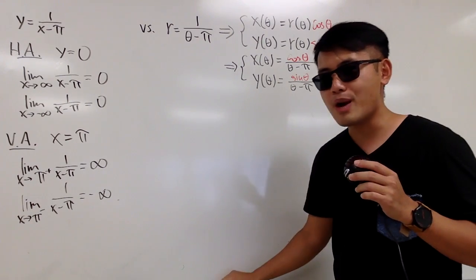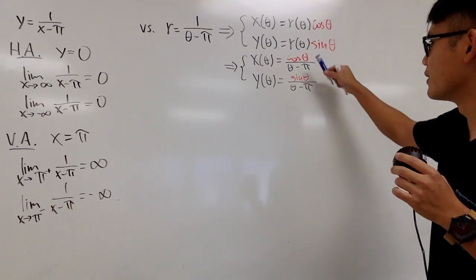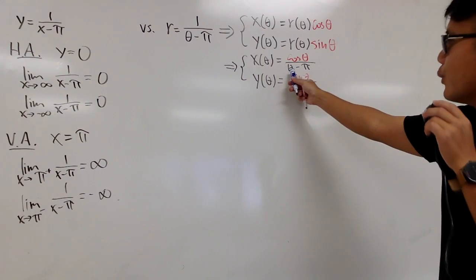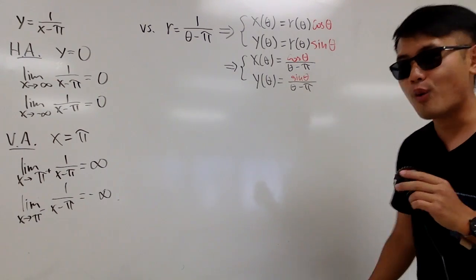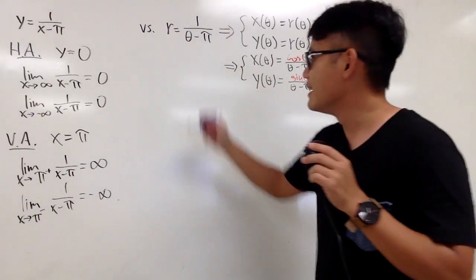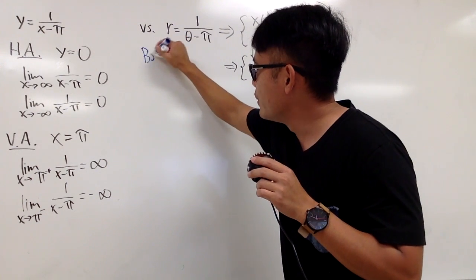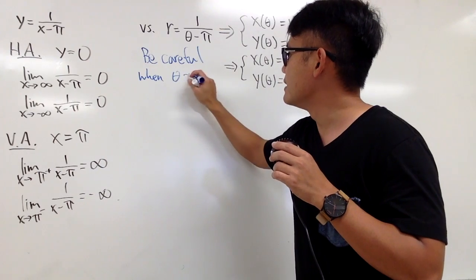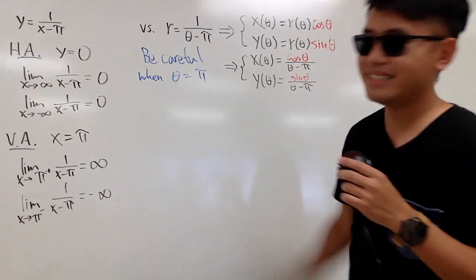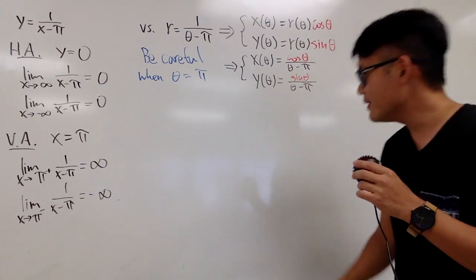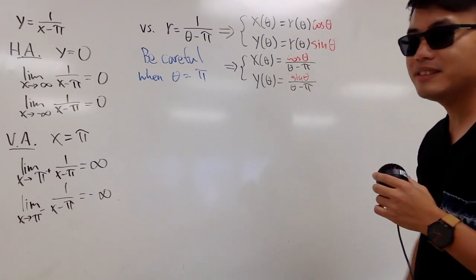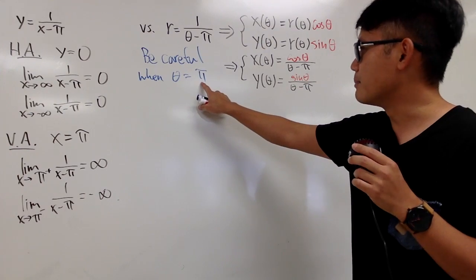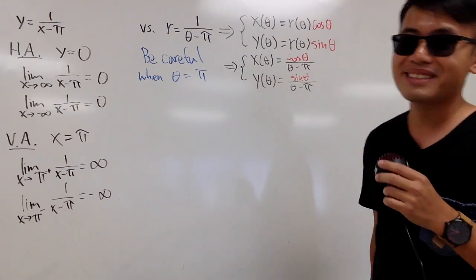And how can we end up with infinity for the x or for the y? Well, we see that on the denominator, we have theta minus pi. Of course, we have to pay attention to pi. So let me just write this down. We are going to be careful when theta is equal to pi. And in order for us to investigate this, we are actually going to take limits because we cannot really plug in exactly pi into all this expression.